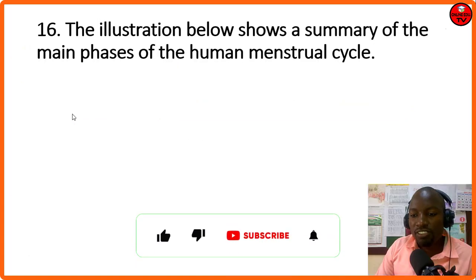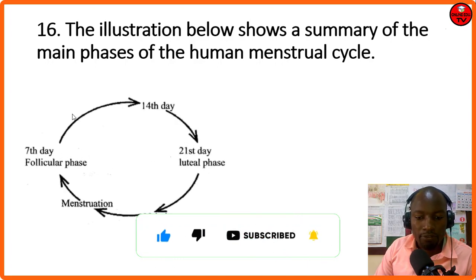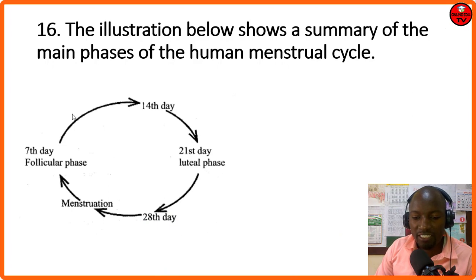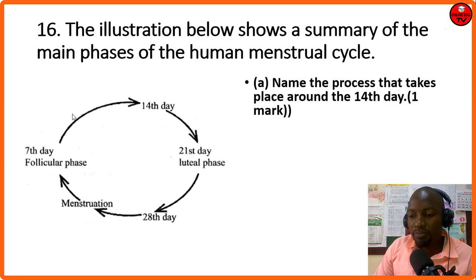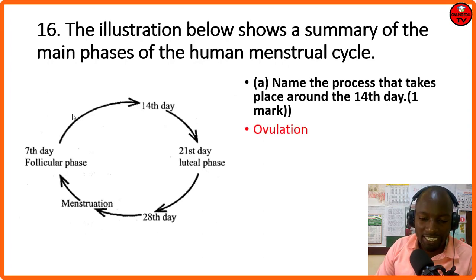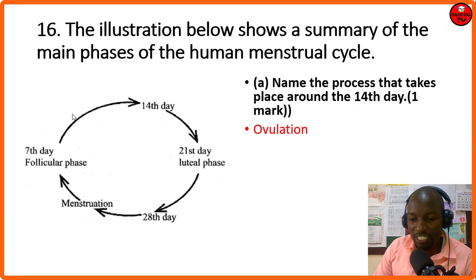The illustration below shows a summary of the main phases of the human menstrual cycle. I have the 14th day, 21st day, that is the luteal phase, 28th day, then menstruation, then follicular phase, that is on the 7th day. Name the process that takes place around the 14th day. What happens on the 14th day? Immediately after the 7th day, those follicular phases have formed. Then what happens? Ovulation takes place on the 14th day.